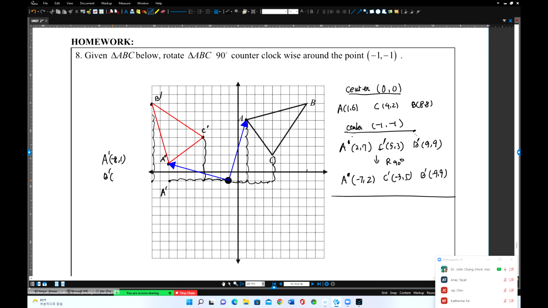B prime is how much? Negative 10 and 8, right? And the C prime over here, how much? 1, 2, 3, 4, and another 4 here. If it's asking you to find the coordinates of vertices, you can answer it this way. It is okay, right?